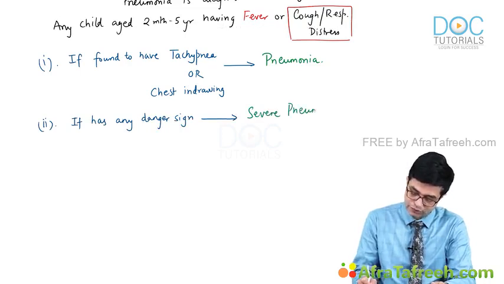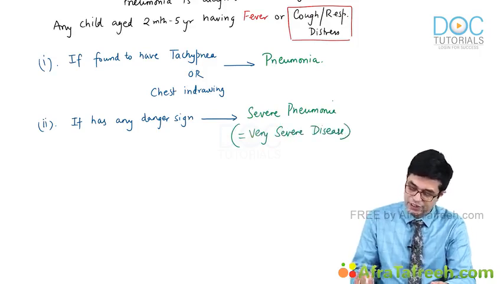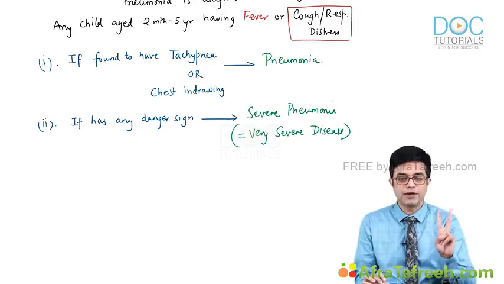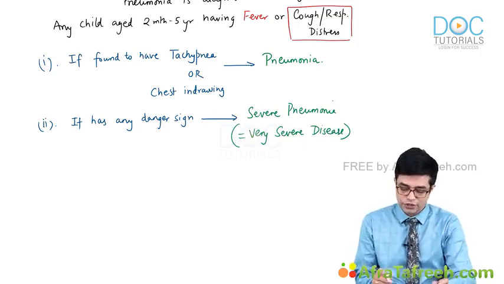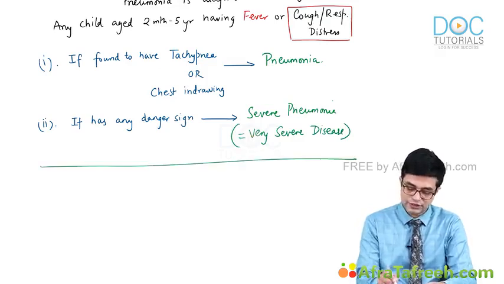Remember that severe pneumonia is also called very severe disease. There is no such thing as very severe pneumonia. Severe pneumonia and very severe disease, we have only two categories. So this is how you make the diagnosis of pneumonia. What are the things that you should remember from an entrance point of view?